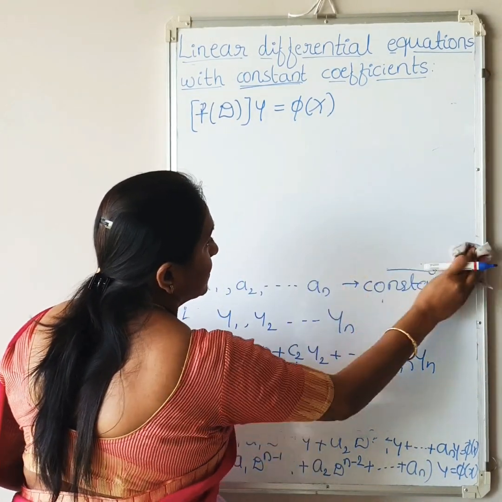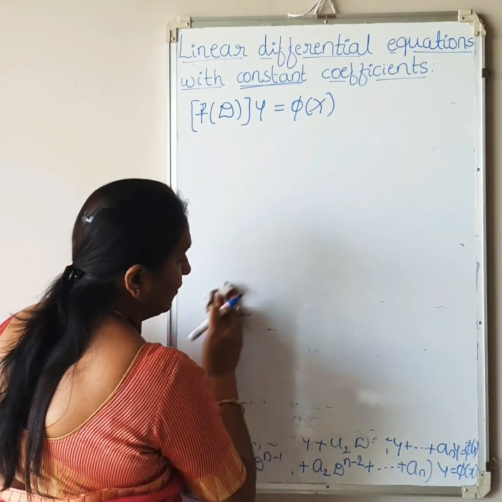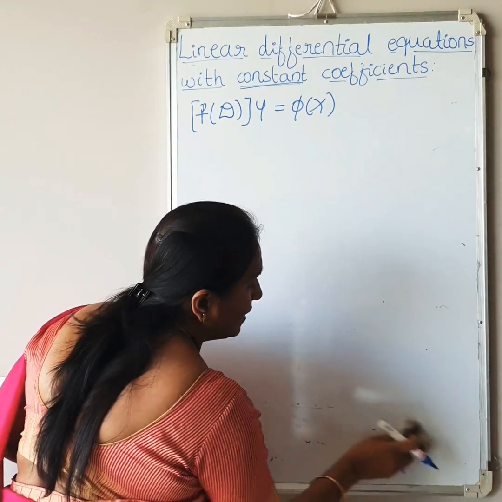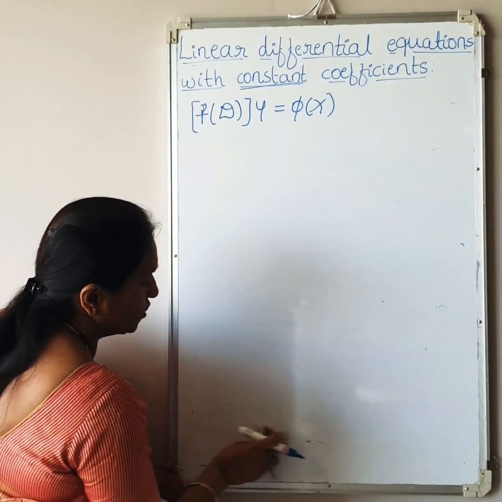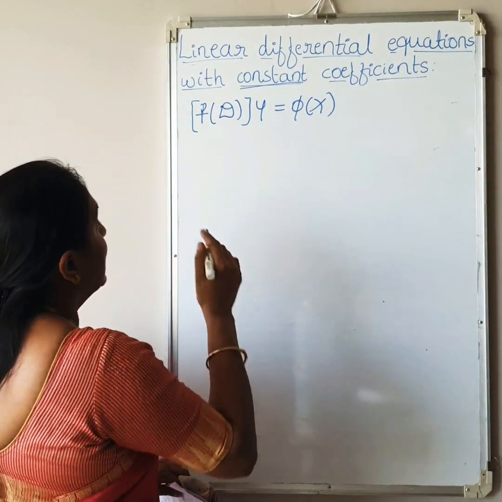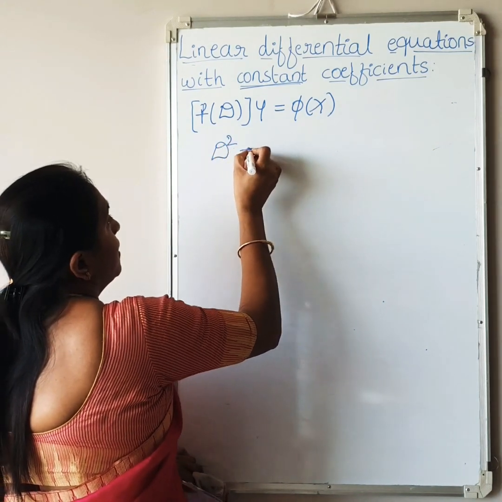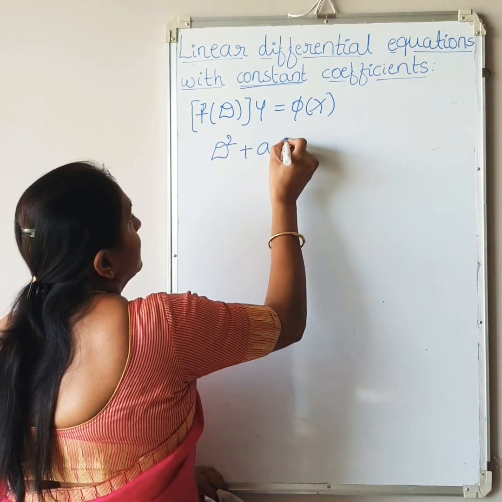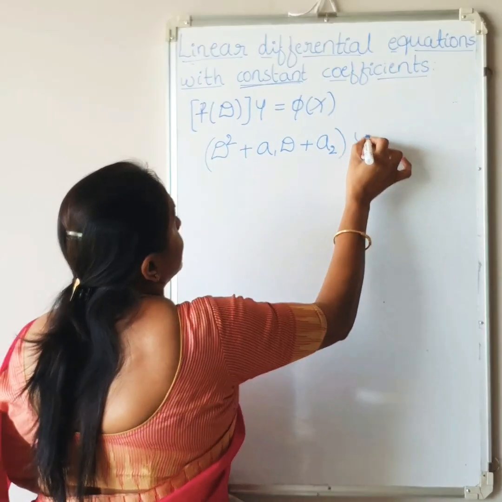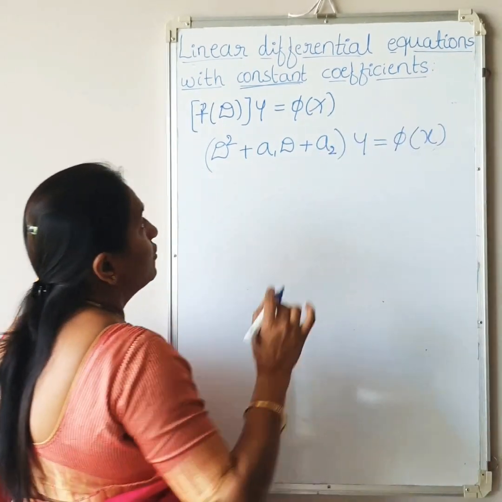To study the solution, we'll consider one simple, generalized quadratic equation. By comparing that, you can find the solution for any order linear differential equation. Let us consider one equation as D squared plus a1 D plus a2, y is equal to phi of x.